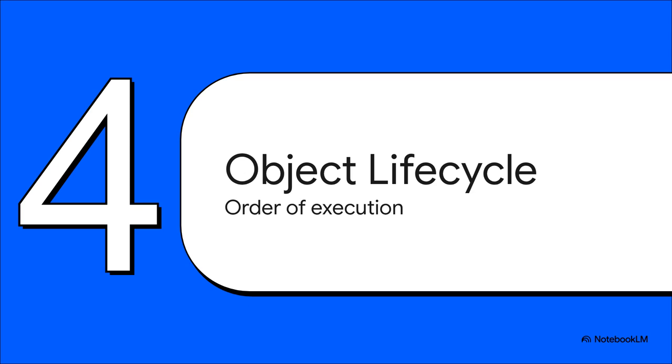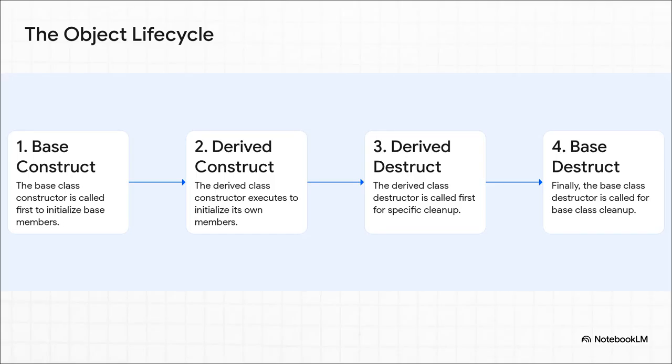When you create an object from one of these derived classes, there is a very strict, non-negotiable order of operations that you absolutely have to understand. It actually makes perfect sense when you think about it. You build from the ground up and you tear down from the top down. The base class constructor always runs first to lay the foundation. Then, the derived class constructor runs to add all of its specific details. When it's time to clean up, it's the reverse. The derived class cleans its own room first, and only then is the base foundation removed.